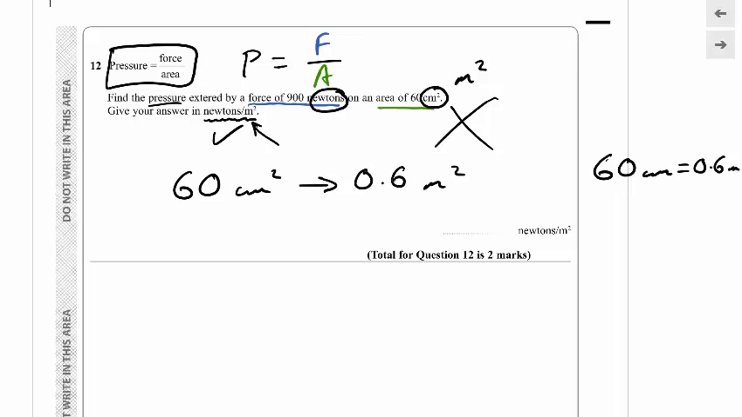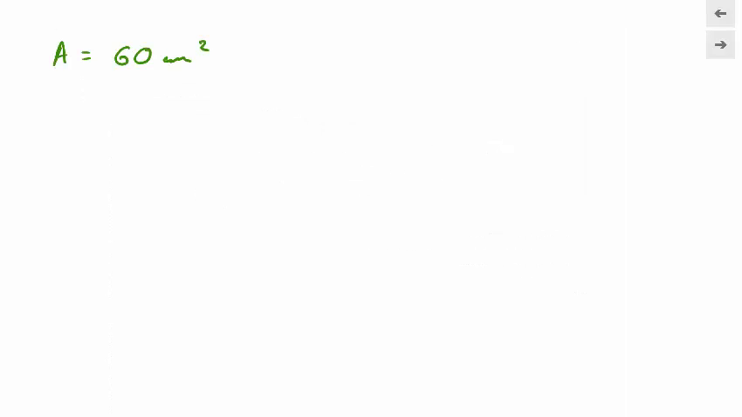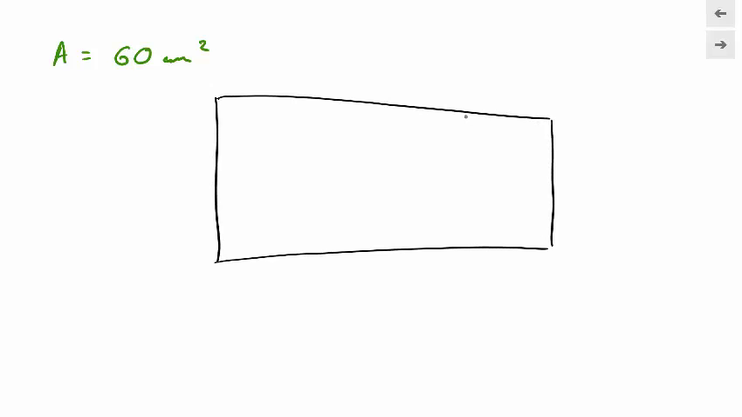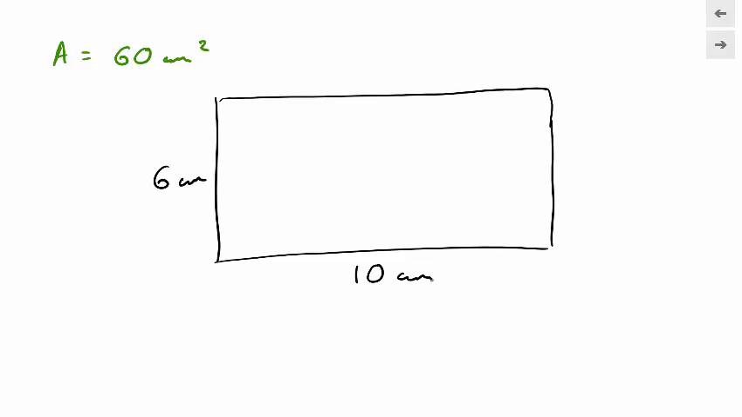No. That's the second trap they want you to fall into. Let me show you why. So I've got an area of 60 centimetres squared. So let's form a little rectangle with an area of 60 centimetres squared. So let's suppose this side length here is going to be 6 centimetres and this side length here is going to be 10 centimetres. So let's just double check.